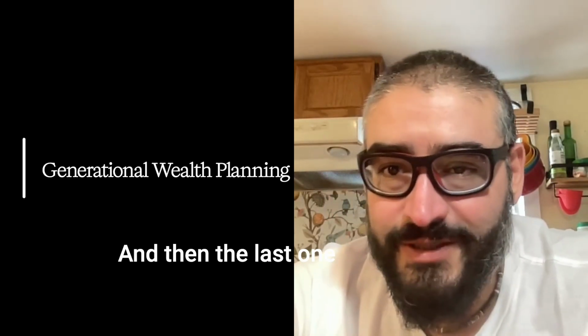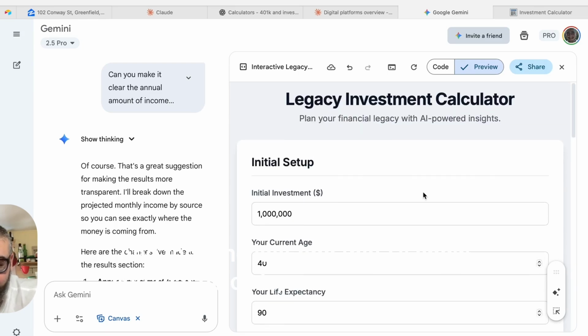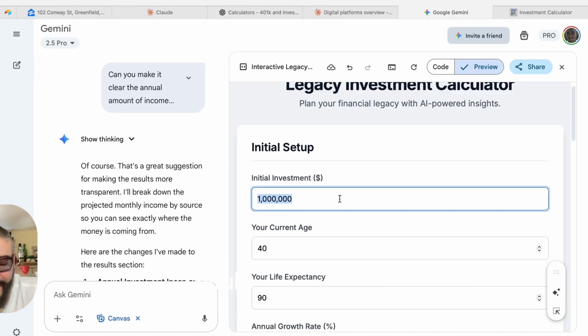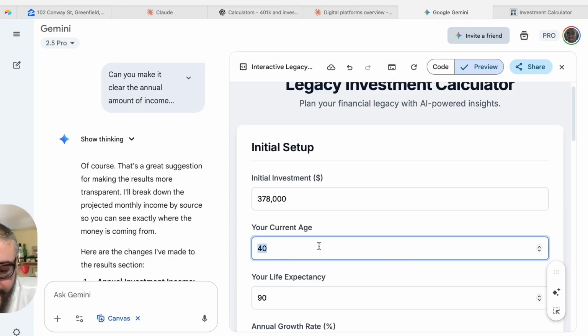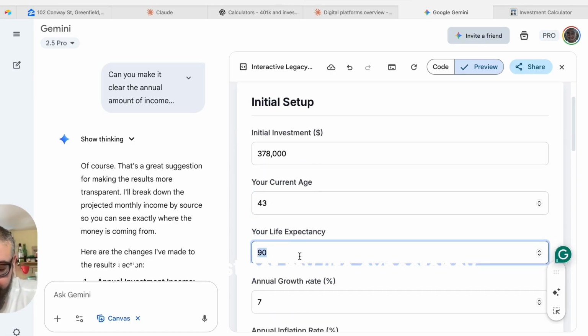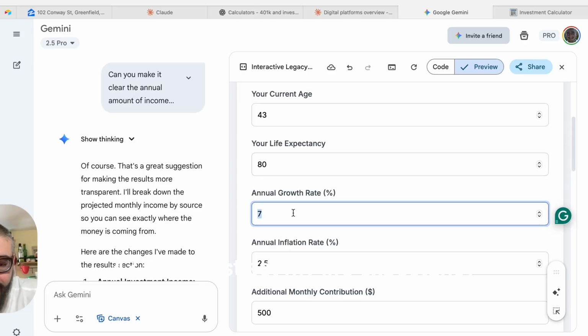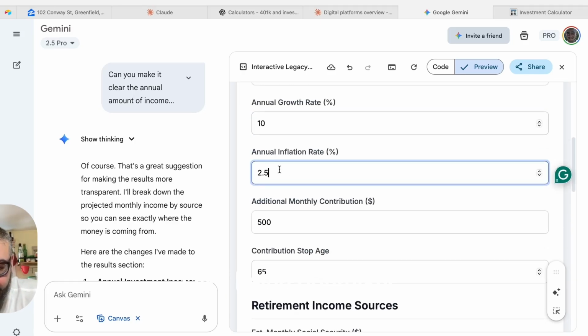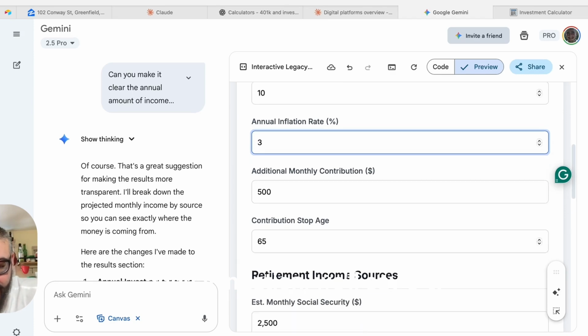And then the last one that I'll show you real quick is one that I wasn't focused on Coast Fire. It's more like looking at what I could leave my kids. So let's just say that right now I have 378,43. Let's just set my life expectancy to 80. Annual growth rate, we'll use 10%. I like being optimistic. Annual inflation, we'll say 3%.